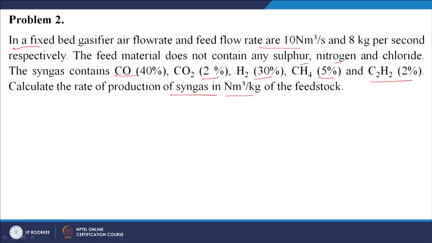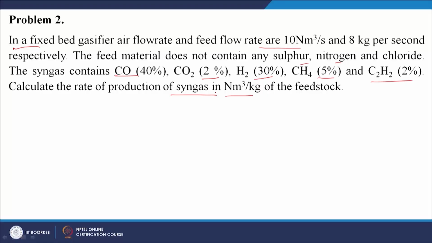We have to calculate the production of syngas in normal meter cube per kg. So, 1 kg of material will produce some amount of syngas, and that amount we have to measure in the unit of normal meter cube. So, how can we do it?